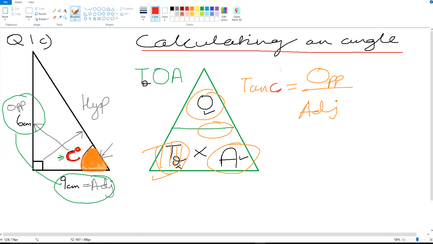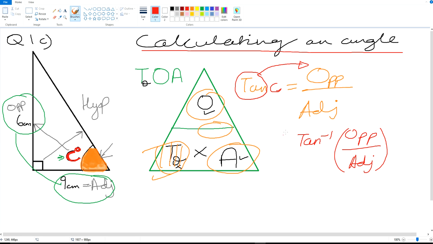Now, in my question, we don't want to work out tan of C, we want to work out just C. So we need to grab the tan by the scruff of the neck and throw it over. It was a tan, it becomes a tan minus 1, which is called the inverse tan of whatever's on the right hand side. So it's called rearranging our equation and making C the subject. So now we've got C exactly how we want it.